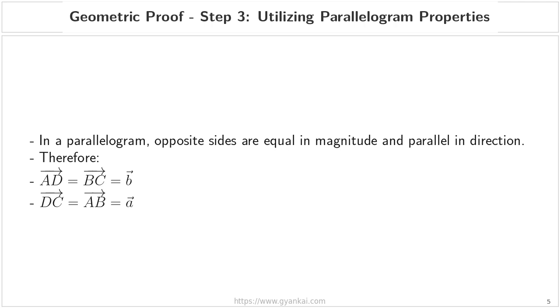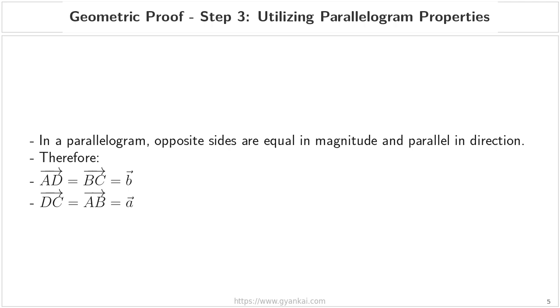Because of this property, we can establish some direct equalities between our vectors. If we look at the side we labeled as vector B, which is the vector from B to C, we can see that the opposite side, the vector from A to D, is identical. So we can say that the vector AD equals the vector BC, which we have already defined as vector B.